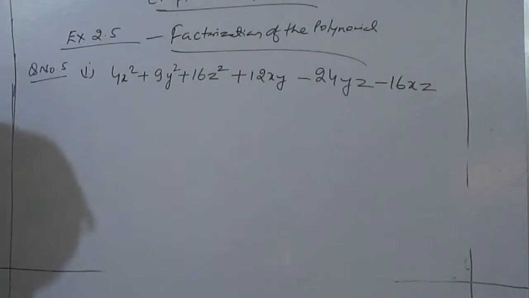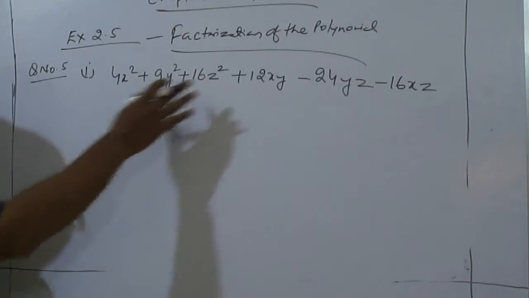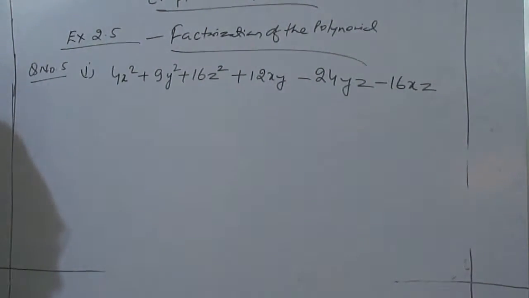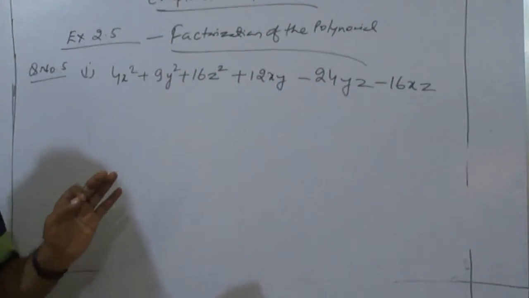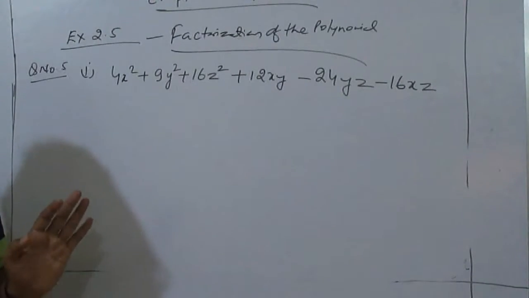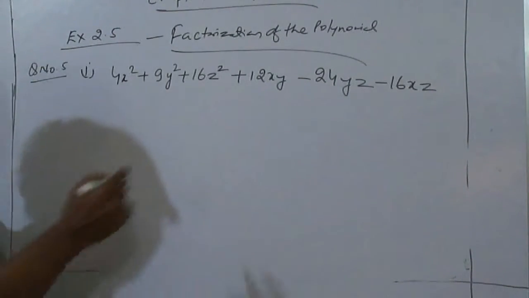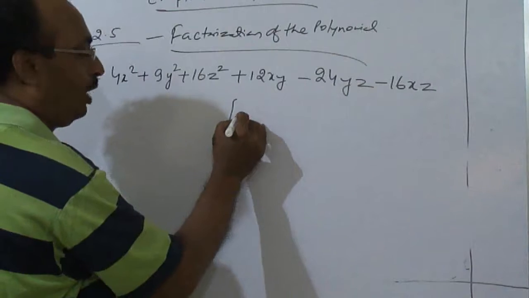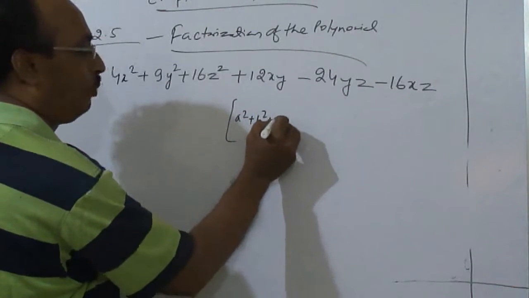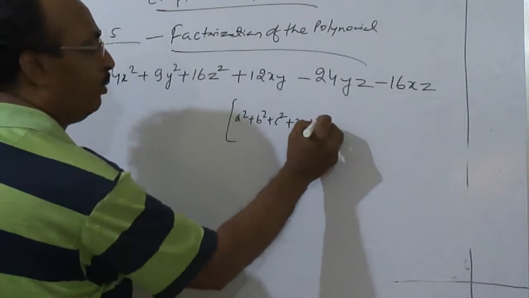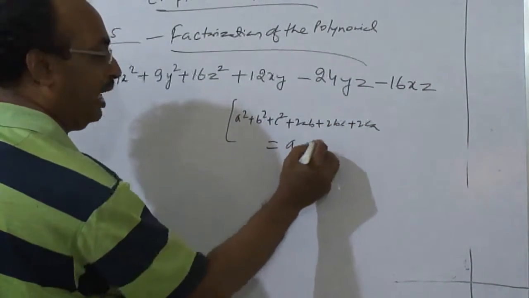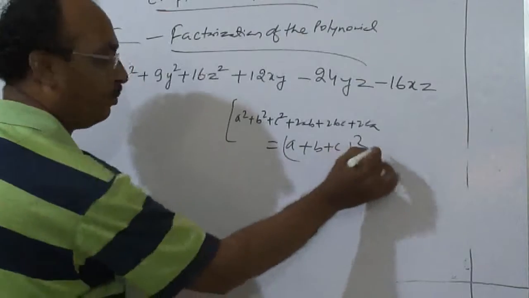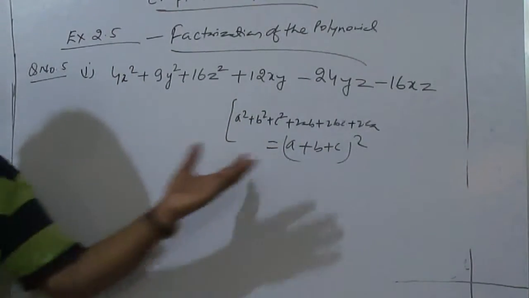Okay. Now what is there? Just see, because here minus is also there in between. If it is a square plus b square plus c square plus 2ab plus 2bc plus 2ca, then problem is not there. If you are given that, then you know that you will be writing a plus b plus c whole square. Correct or not? Then problem is not there.